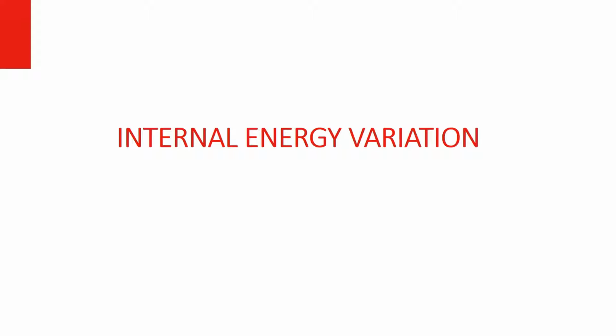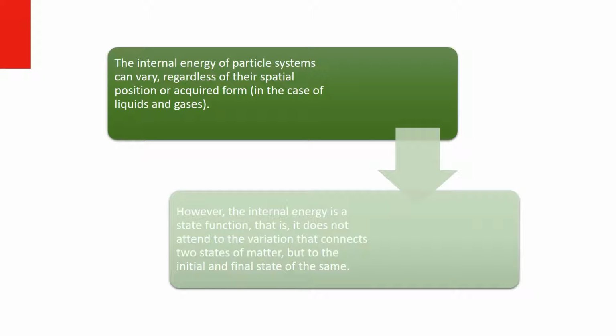Internal energy. The internal energy, according to the first law of thermodynamics, is understood as linked to the random movement of particles within a system. Internal energy variation. The internal energy of particle systems can vary, in the case of liquids and gases. For example, by introducing heat to a closed system of particles, thermal energy is added, which will affect the internal energy of the whole. However, the internal energy is a state function.